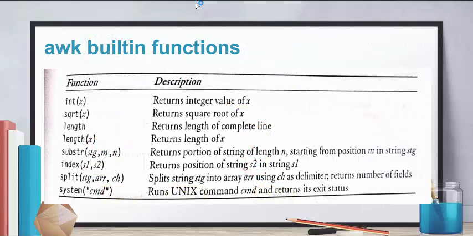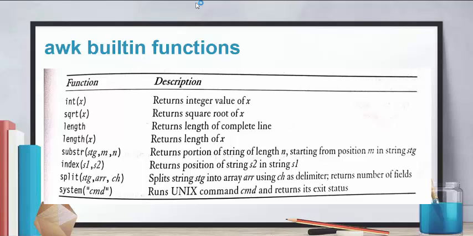Then awk provides different kinds of built-in functions which are used for many purposes. For example, first int x, that means it will return the integer value of x. In the same way sqrt, it returns the square root of x. Then length, that means it returns the length of a complete line. Then length x, that means it returns the length of the variable x.